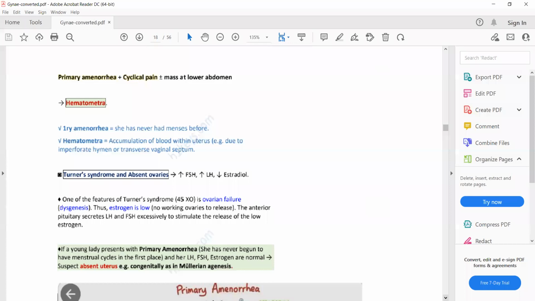So in Turner syndrome, I was telling you that whenever there's a problem with the ovaries, estrogen or estradiol will be low and FSH and LH will be high. Remember this point. So whenever you see these findings in the lab investigation, that is low estradiol or estrogen and high FSH and LH, then you will suspect that there is a problem with the ovaries.